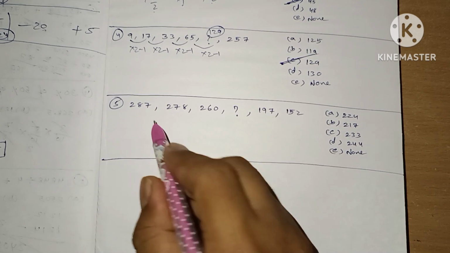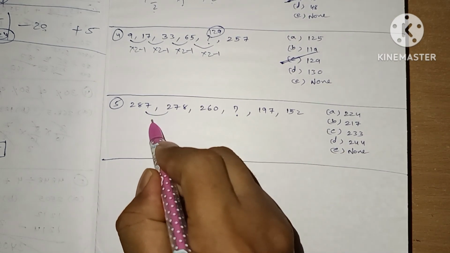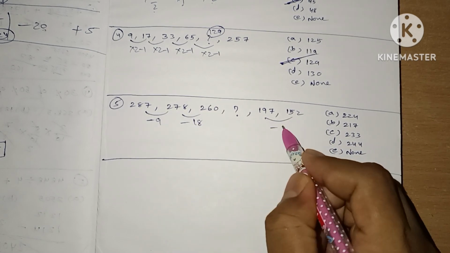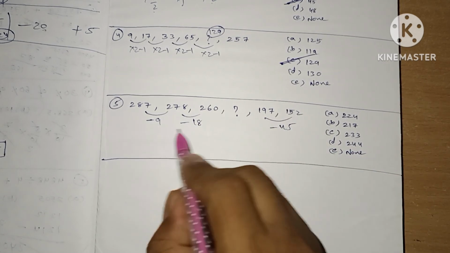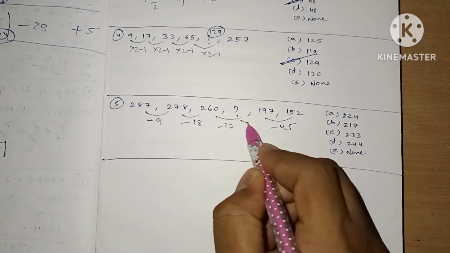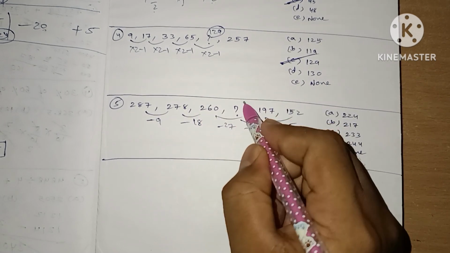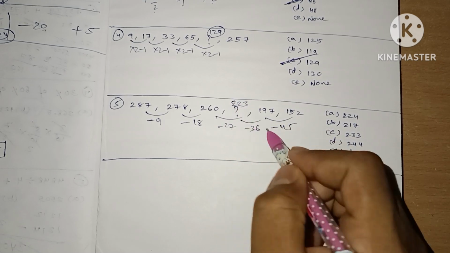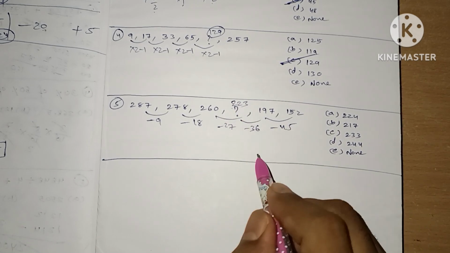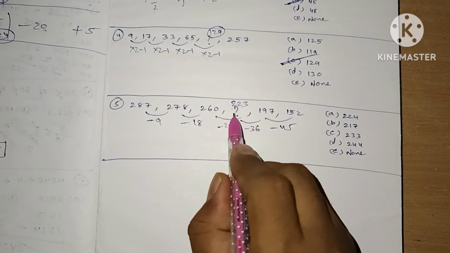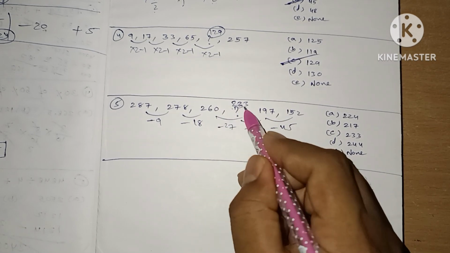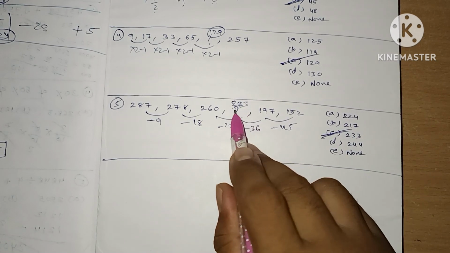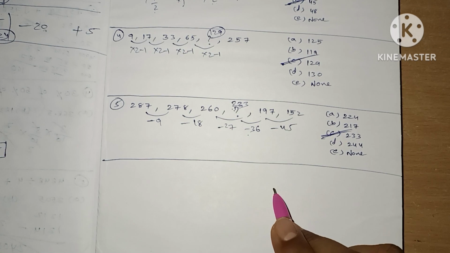Next, here we see a difference of minus 9, minus 18. Here we see a difference of minus 45. So these are 9 factors. It must be minus 27, minus 36. This will be 233. Wait a second, 233. It is 233. 233 is our answer. Option C is our answer. 233 minus 36, we get 197.